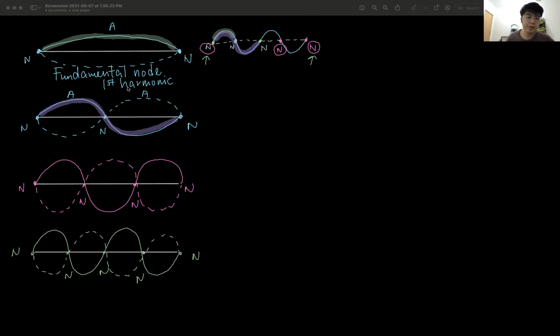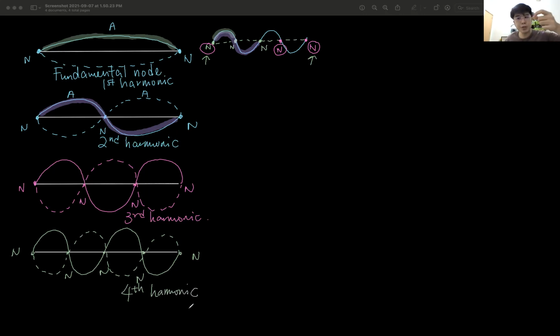Okay, so this is the first harmonic. The second pattern, we call it the second harmonic. And this one is the third harmonic. And the last one, this is the fourth harmonic.